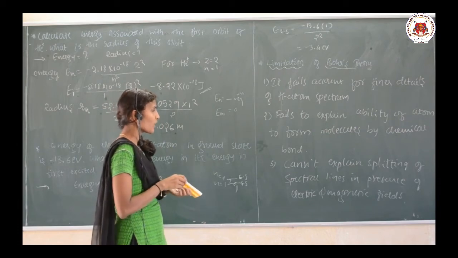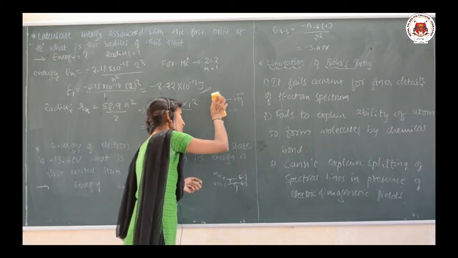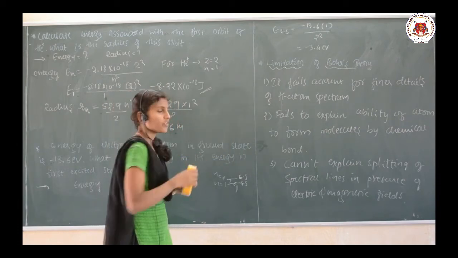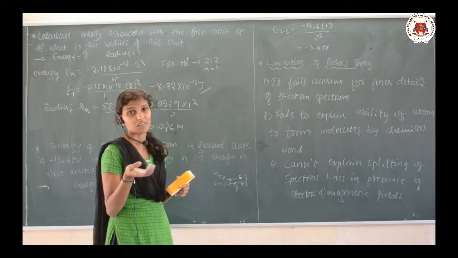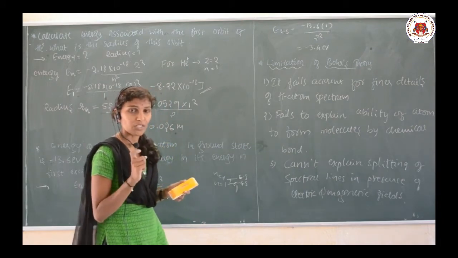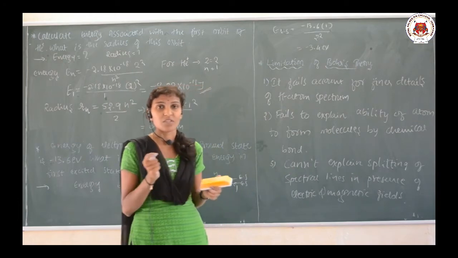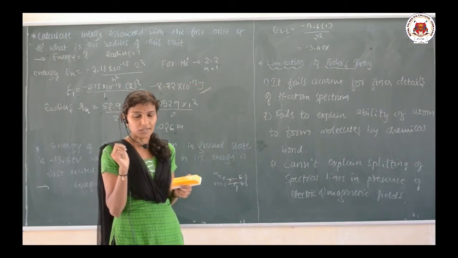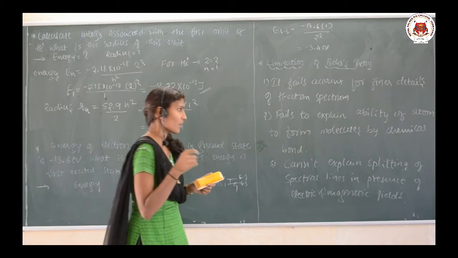So, this is how we can explain why the energy of an electron at infinite distance is said to be 0, and why the energy of an electron inside an atom is a negative quantity. Clear? I hope it is clear.